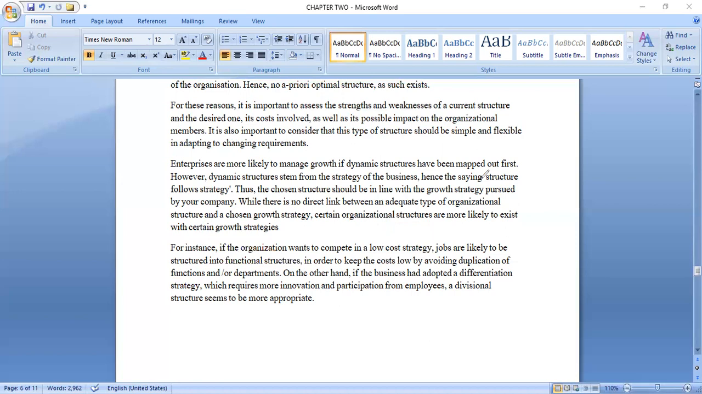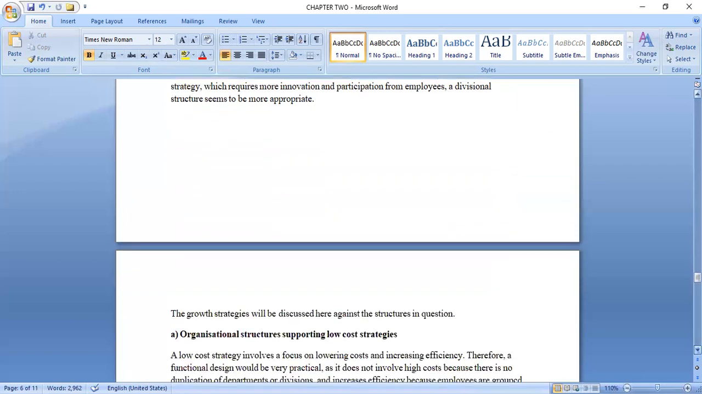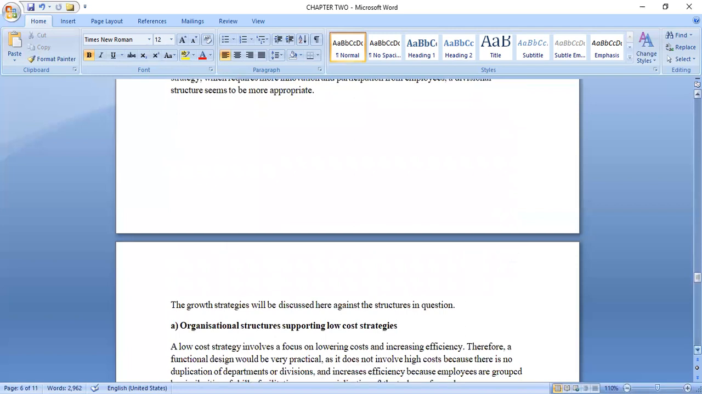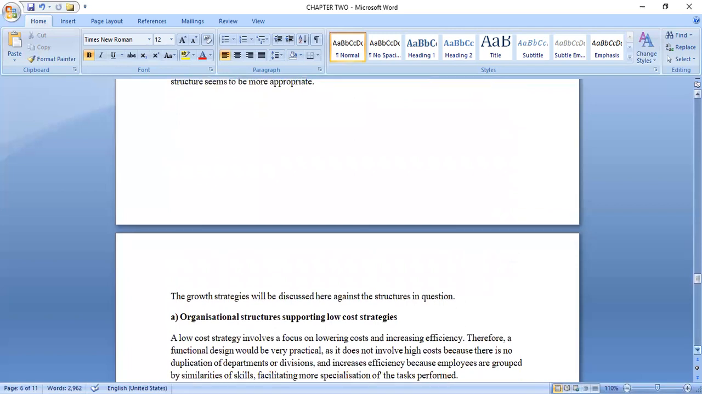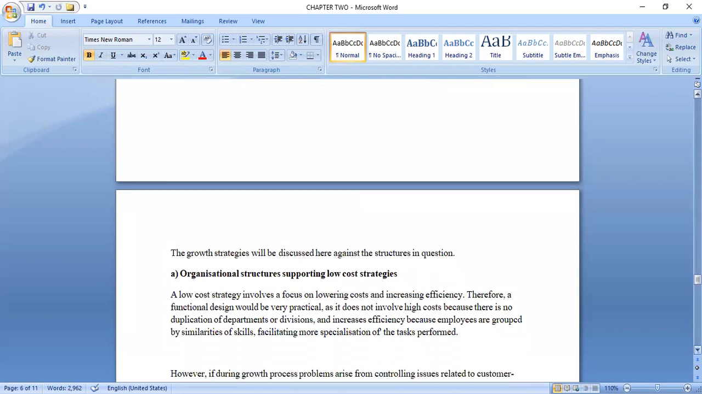Whereas we've seen that with divisional organization structures, at the end of the day, it is costly, because there is duplication of functions, duplication of departments. So you look at all those, right? That is making a blueprint of the organization structure.